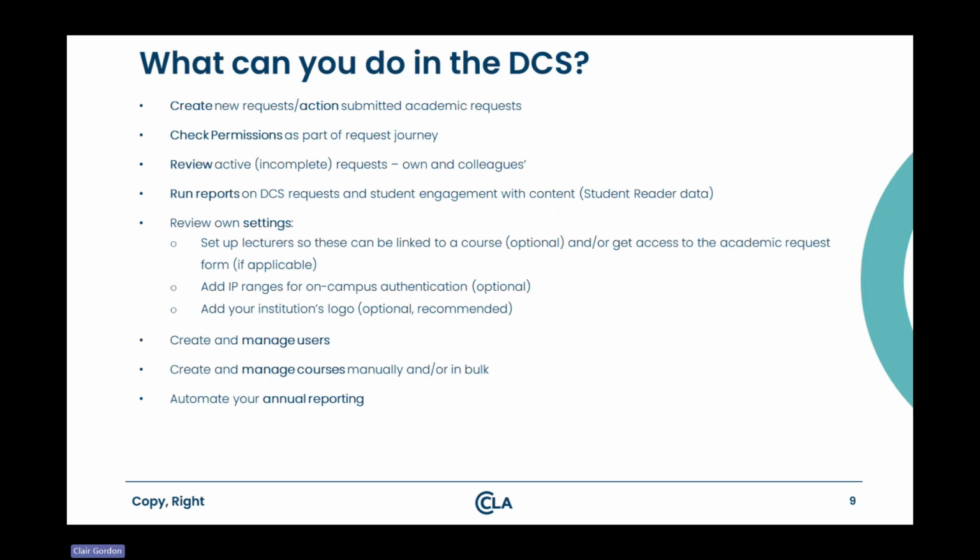So what can you do in the DCS? You can do a number of things, the first of which being you can create new requests or action submitted academic requests. You can check permissions as part of the request journey to see what you can and can't copy. You can review active or incomplete requests of your own and of your colleagues. One of the great things about the DCS is if you start a request, but then you go on leave, you're on holiday or you're not very well, a colleague of yours can finish that request off so it doesn't get held up. You can also run reports on DCS requests and student engagement with content. So as I mentioned, see who's looking at what and how many students are viewing pieces of content.